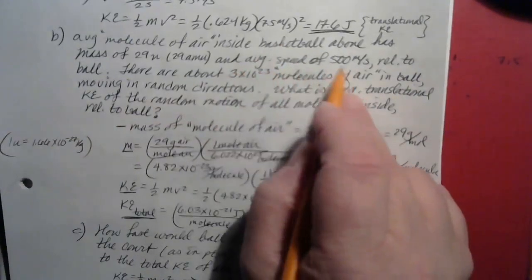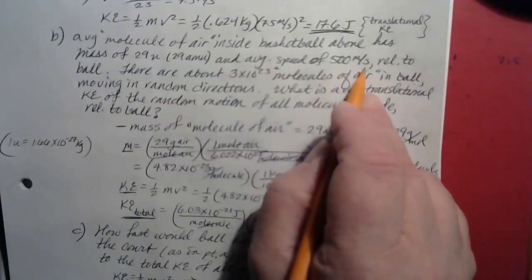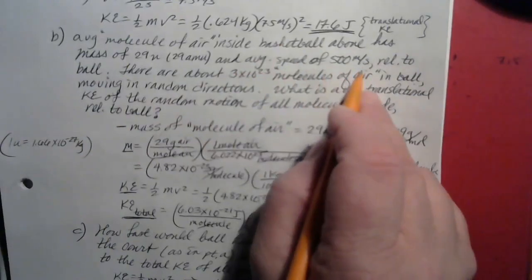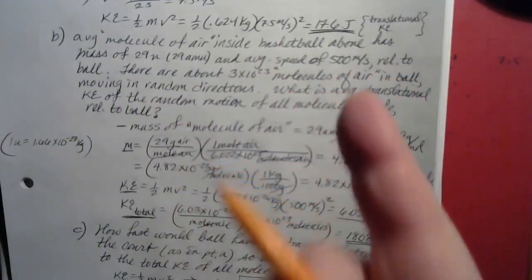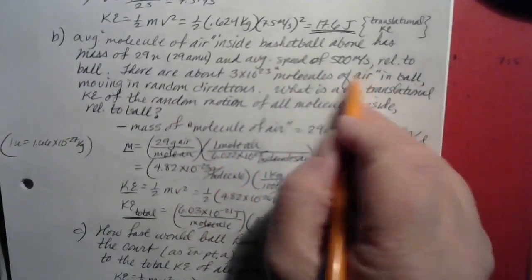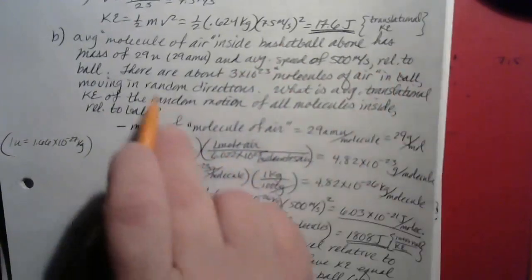The average speed of these molecules is 500 meters per second. That's really fast. But again, like I said, they're really small and there's no attraction between them. So there's nothing holding them back. And that's why they move so fast.